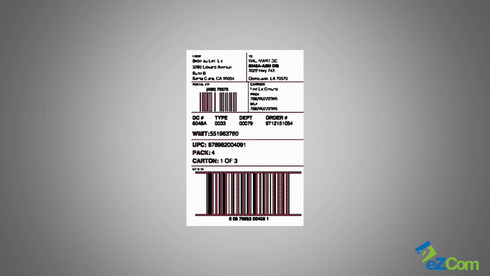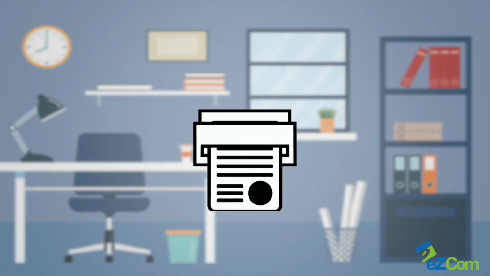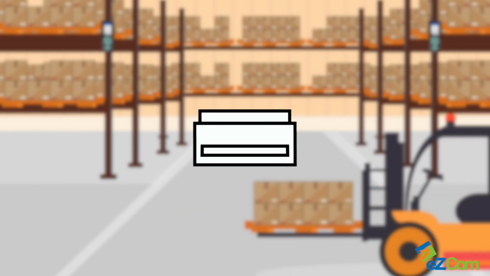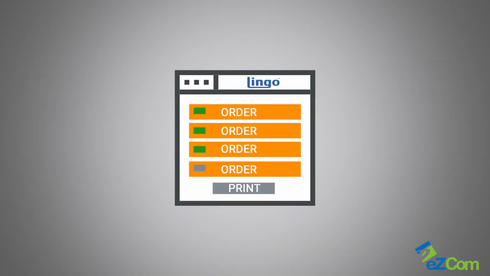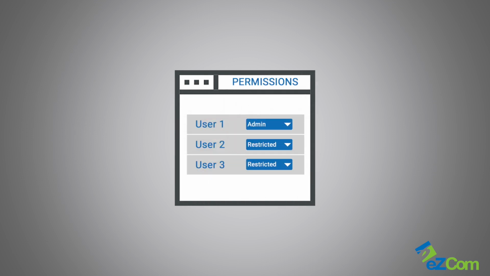many retailers require. Get them printed wherever you need them, whether it's at your office or at a warehouse on the other side of the country, and print them in batch to save even more time. Finally, work seamlessly and efficiently with your supply chain partners by creating special permissions so they can see all the information they need, but nothing you don't want to share.